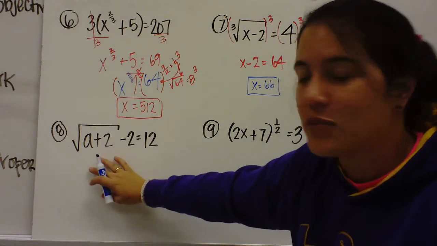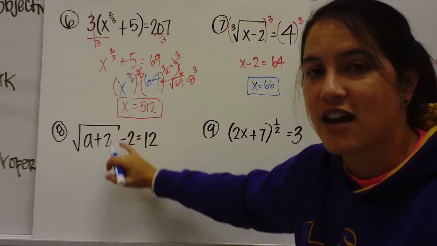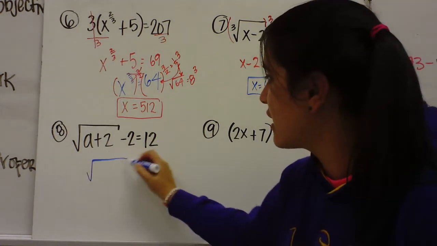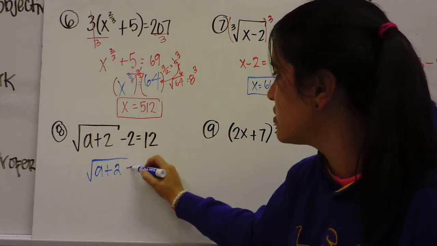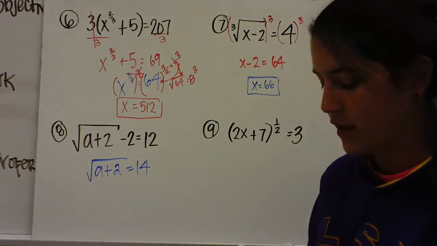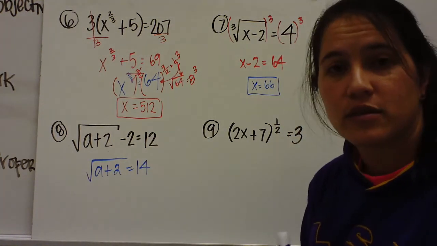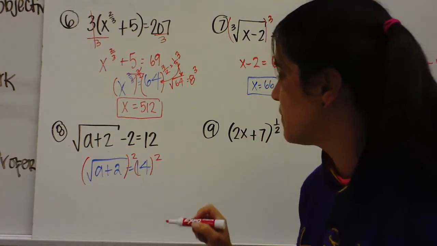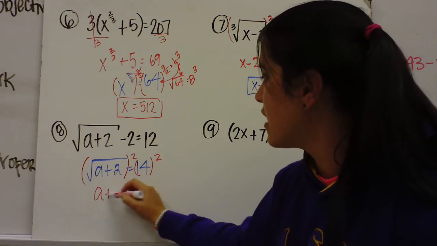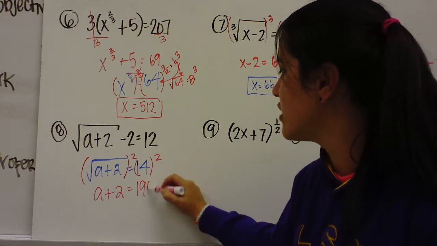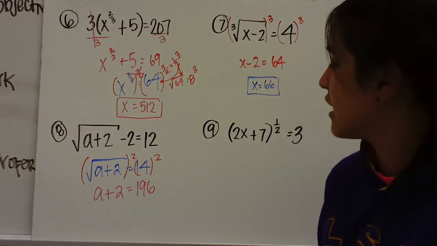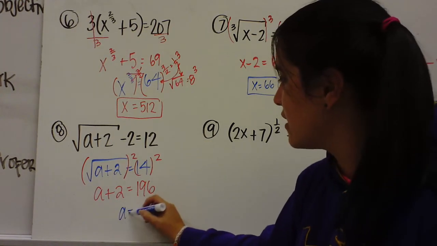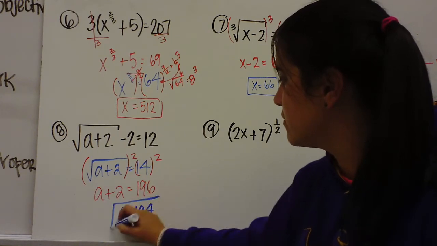Number 8 looks a lot like number 7, except I have this minus 2 that's not under the radical, so I need to move it over by adding 2 to both sides. And I get the square root of a plus 2 equals 14. This is a square root. To undo a square root, you would square both sides. And then a plus 2 is going to equal 196 because 14 squared is 196. You subtract 2 from both sides, and a equals 194.